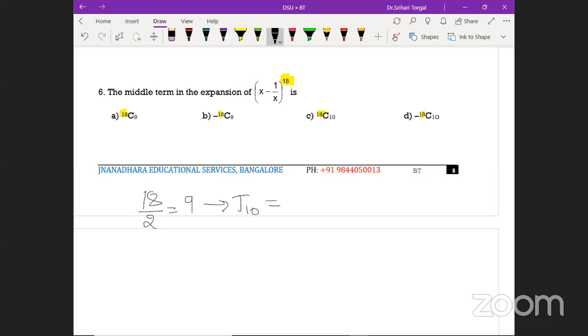You get an integer, just one more than that, that will be your middle term.